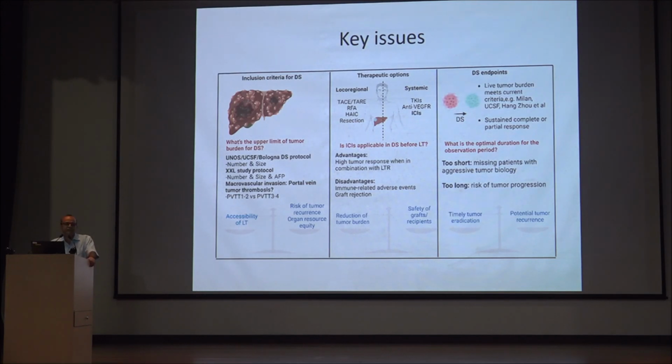In LDLT, it is easier as you can time the event, but in DDLT it may be tricky, because if you downstage and shortly transplant, then we may miss out on an aggressive biological tumor, which subsequently may show early recurrence after transplant. And if we keep on waiting for a long time, then the tumor might progress despite a successful downstaging. So these are the key issues. I will go through and show some data, because it's an extensive topic.